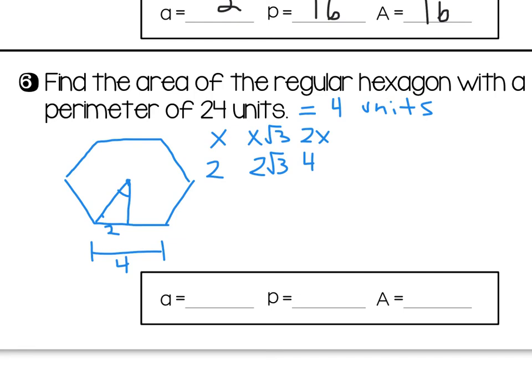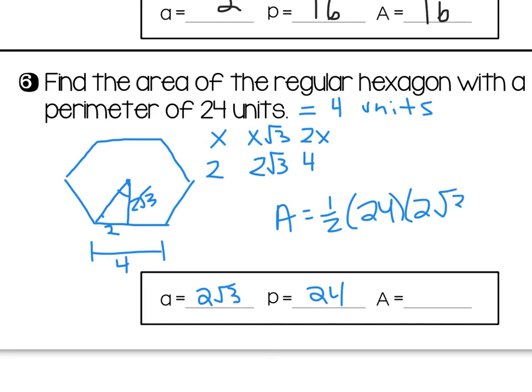Now that I have that, we are going to plug everything in. My apothem is opposite the 60-degree angle, so my apothem is 2 square root 3. My perimeter they gave me originally is 24. Area equals 1/2 perimeter of 24 times apothem of 2 root 3, which is going to give me 24 square root 3.